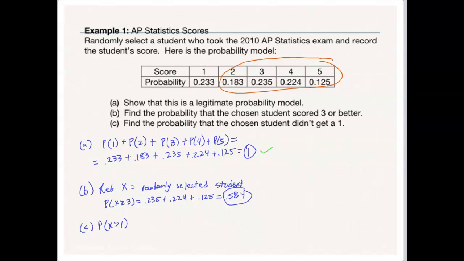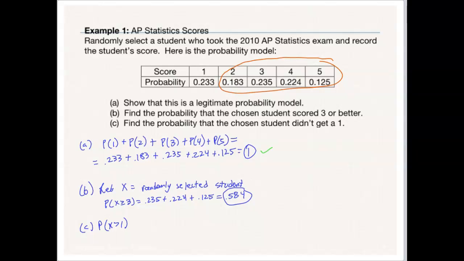And again, it's important to understand these are mutually exclusive outcomes. None of these can occur at the same time, which is why it's okay to add their individual probabilities. You can't get a 2 and a 3. You get one or the other.